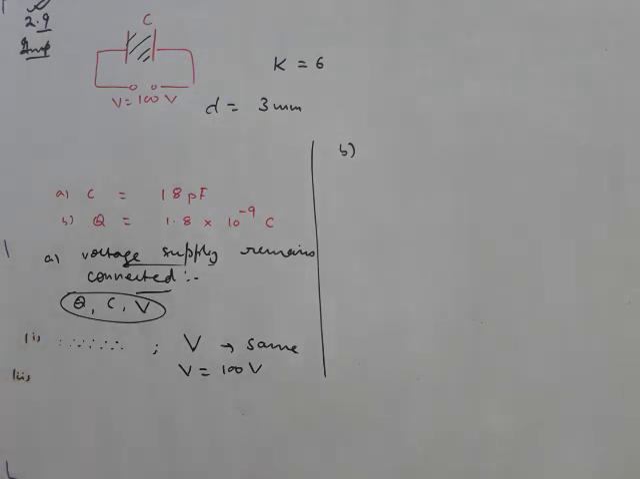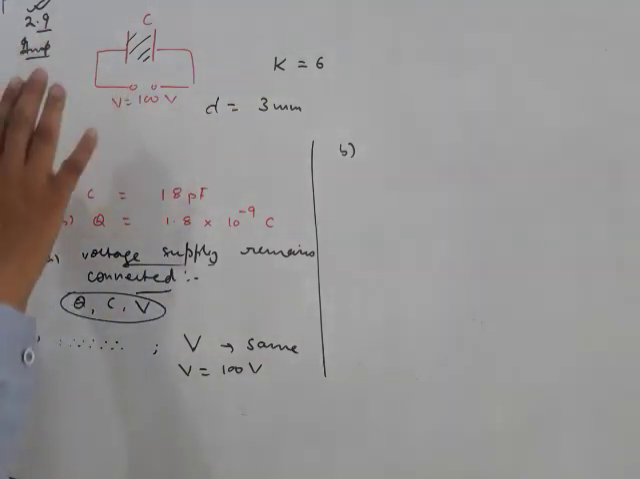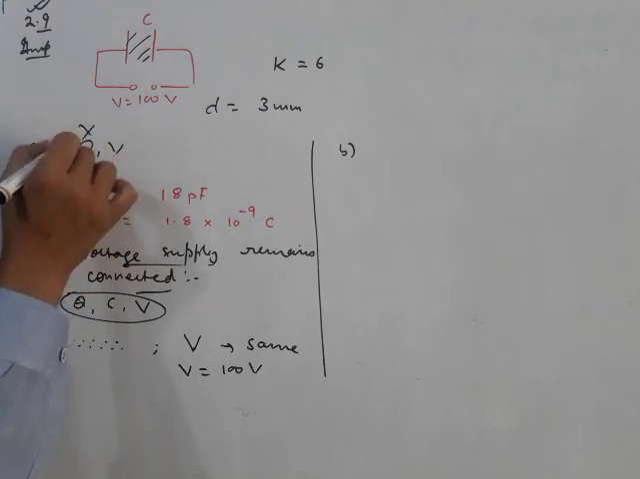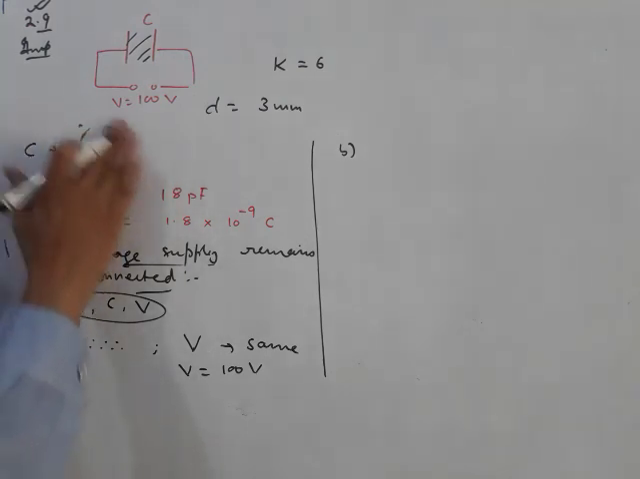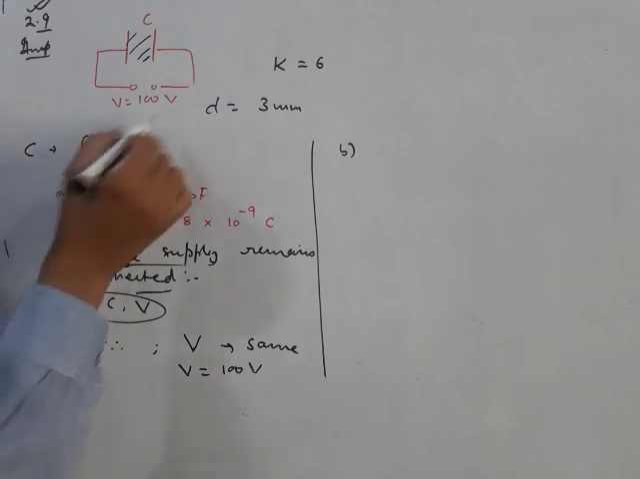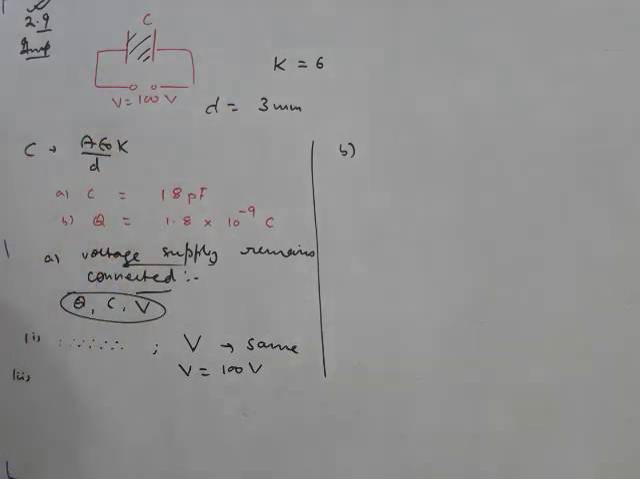Second part we will talk about capacitance. Capacitance has nothing to do with Q and V. It does not depend upon Q and V. It depends upon A and D, and if there is a dielectric, this. Earlier it was air, so the formula was this.